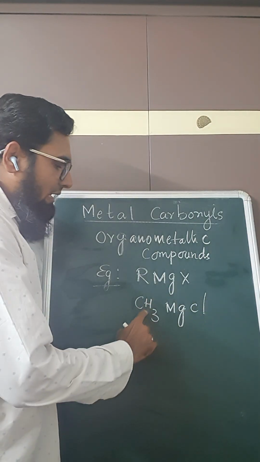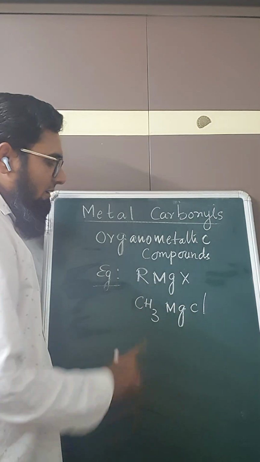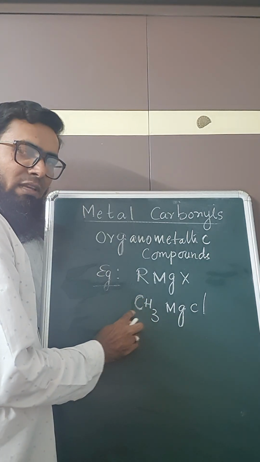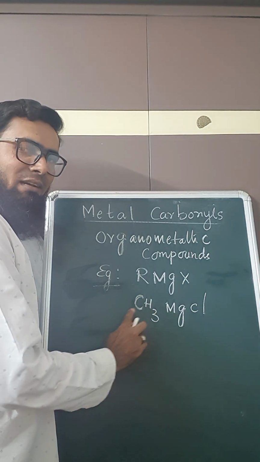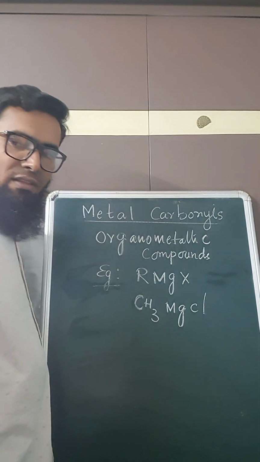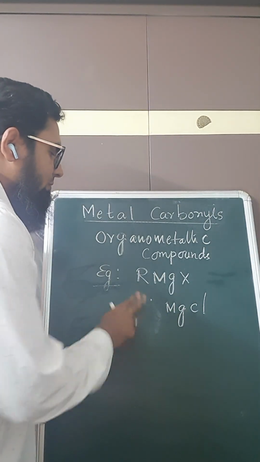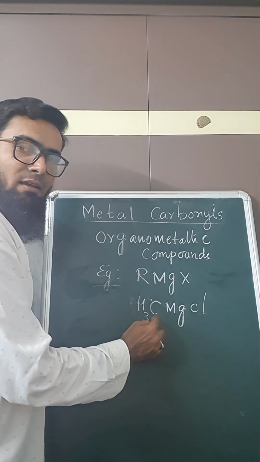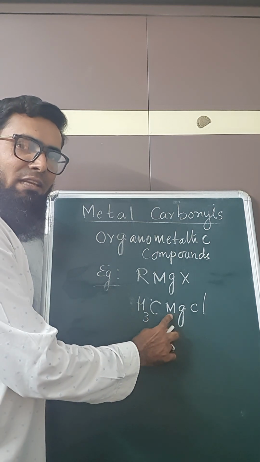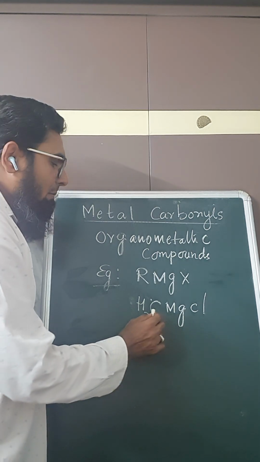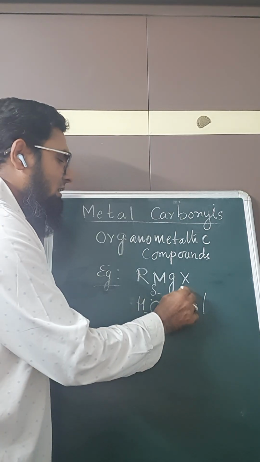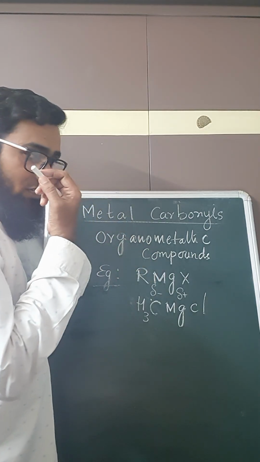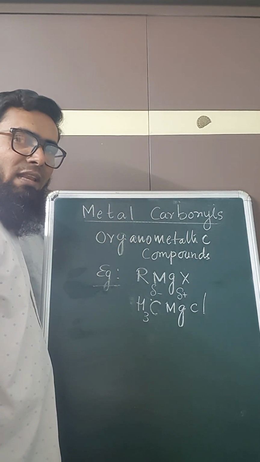CH3MgCl, methyl magnesium chloride. Now, here this carbon of the methyl group is bonded to magnesium. It is attached to magnesium. So, this can also be written like this: CH3. Because carbon is more electronegative than magnesium on the Pauling scale, carbon will get a partial negative charge, magnesium will get a partial positive charge. Now here carbon is bonded to magnesium. So it's an example of an organometallic compound.